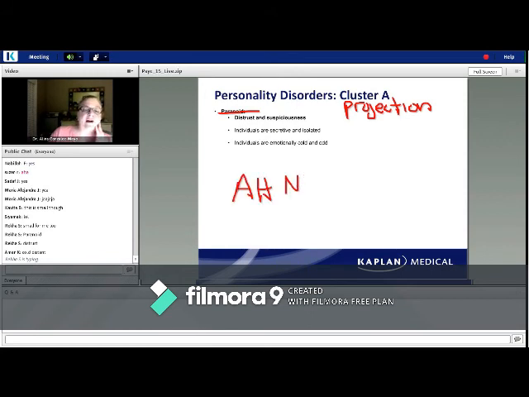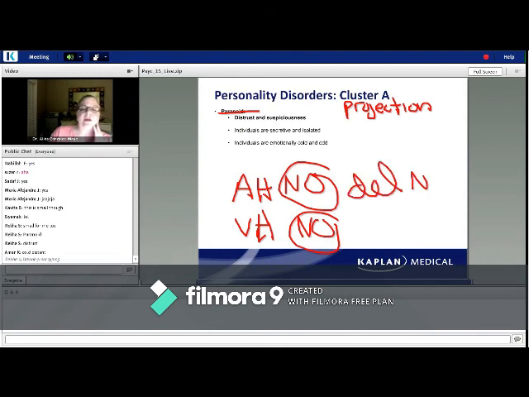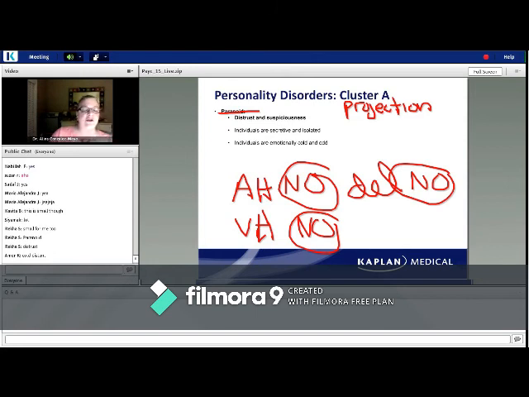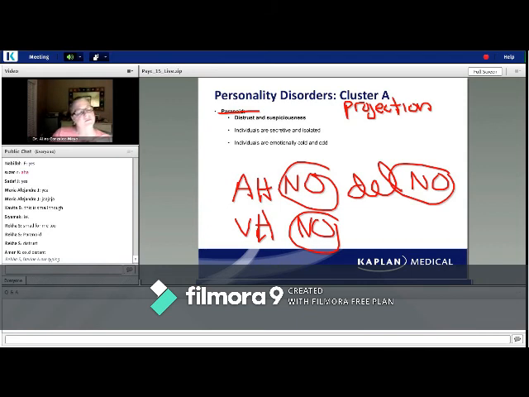Do they have auditory hallucinations? No. Do they have visual hallucinations? No. Do they have delusions? No. So even though they're using the word paranoid, they are not psychotic. So please remember that. These are people that function and are not experiencing these sensations. Are we okay with this? Can I move on? All right, let's move on.